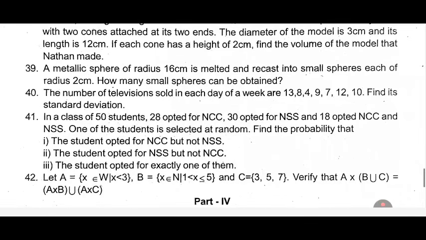39. A metallic sphere of radius 60 cm is melted and recast into small spheres, each of radius 2 cm. How many small spheres can be obtained?